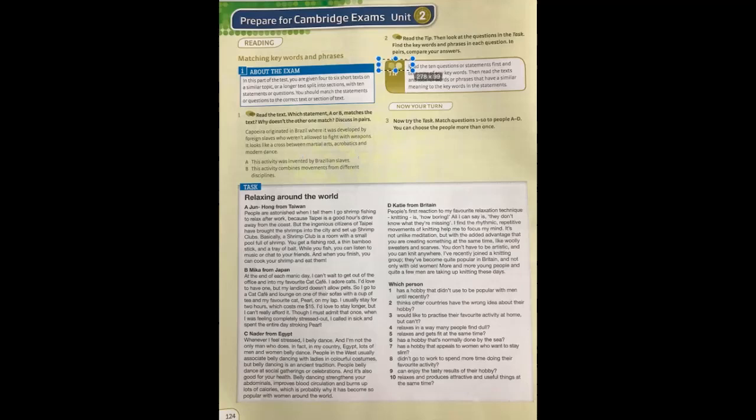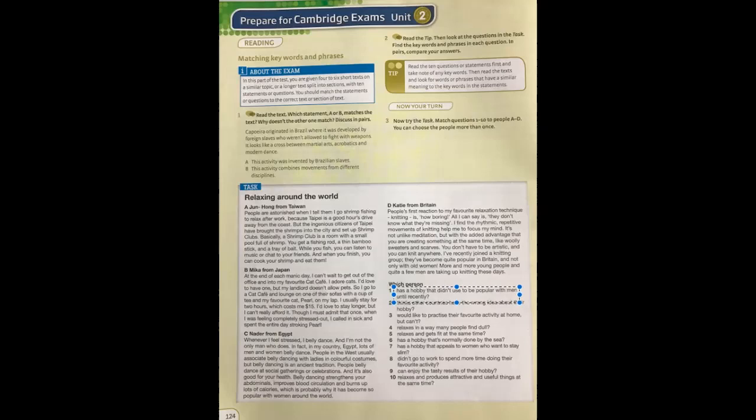Then you're going to read a tip before doing the task, and you are going to look at the questions in the task and find the key words and phrases in each question. Have a look at the questions. You have to find here the key phrases, the key words in each question, so it's easier for you to match to the different names.